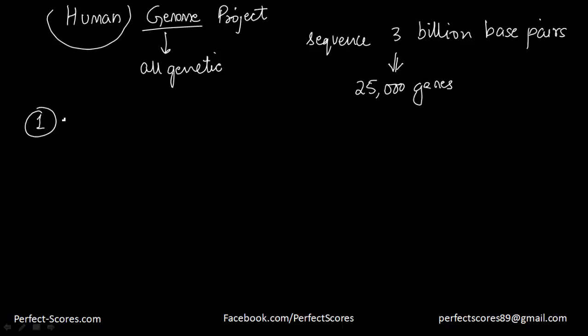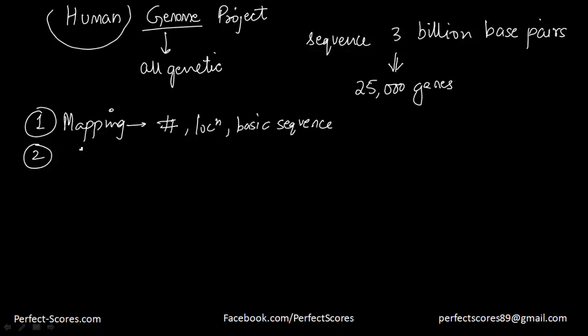So the first accomplishment of the Human Genome Project was mapping. That means we were able to map the genes, so we know the number of genes, the location of genes, and the basic sequence of all the genes. So that's a really big accomplishment. The second important effect was screening. Screening means that we can now screen sufferers and carriers of genetic diseases. So it's easy to screen people for genetic disorders.